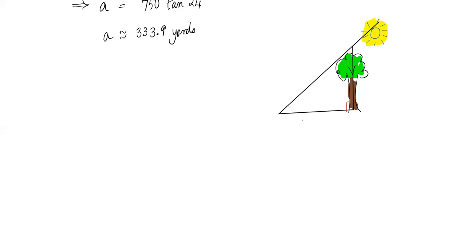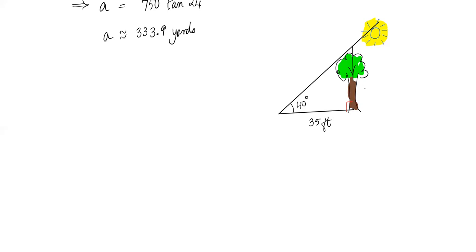So at a certain time of day, the angle of elevation of the sun is 40 degrees. So this is 40 degrees. To the nearest foot, find the height of a tree whose shadow is 35 feet long. So you don't have to climb up the tree to find its height, but you can find the height of the tree by looking at the shadow. So the shadow is 35 feet long.